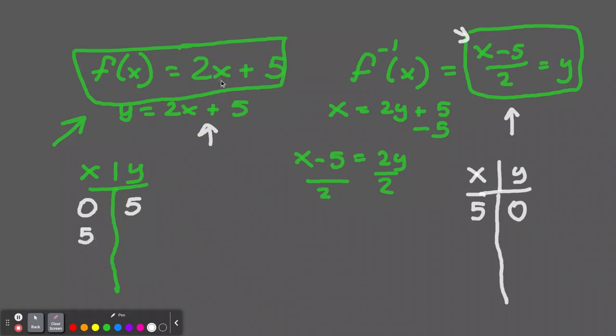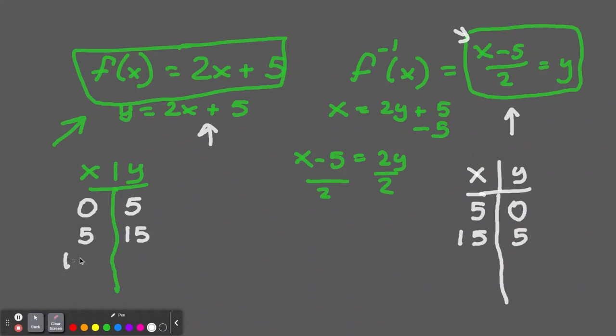What if we had here that x was 5? So 5 times 2 is 10. 10 plus 5 is 15. So if we did the inverse, and if x was 15, would y be 5? So let's see. 15 minus 5 is 10. 10 divided by 2 is 5. See, it's working out.